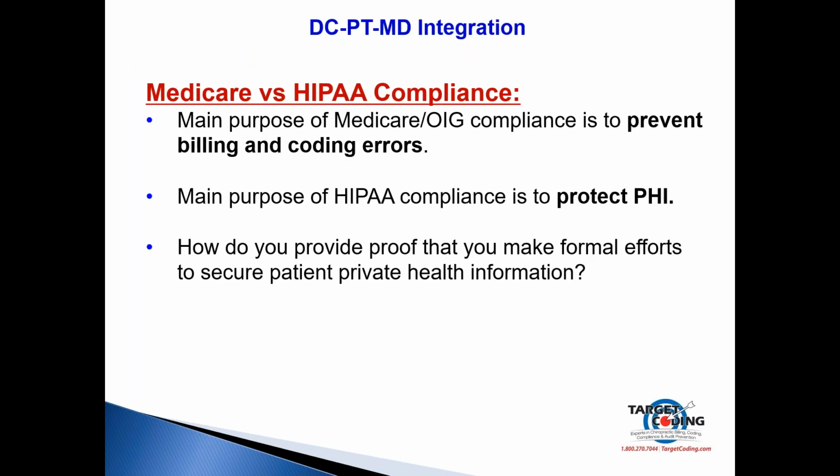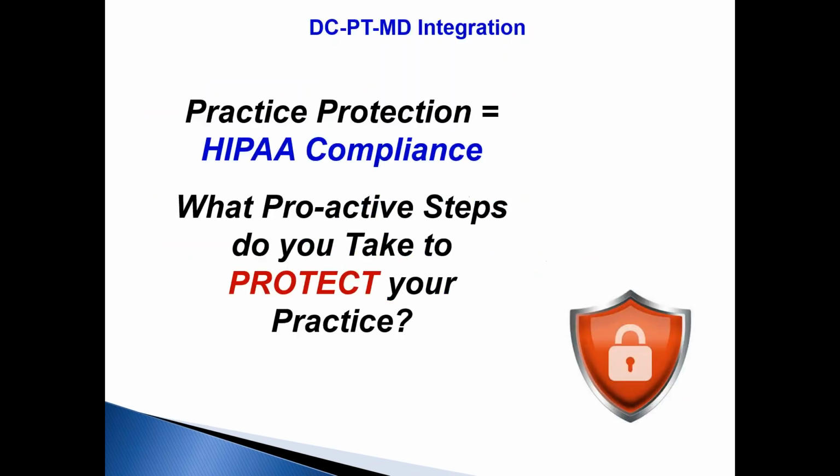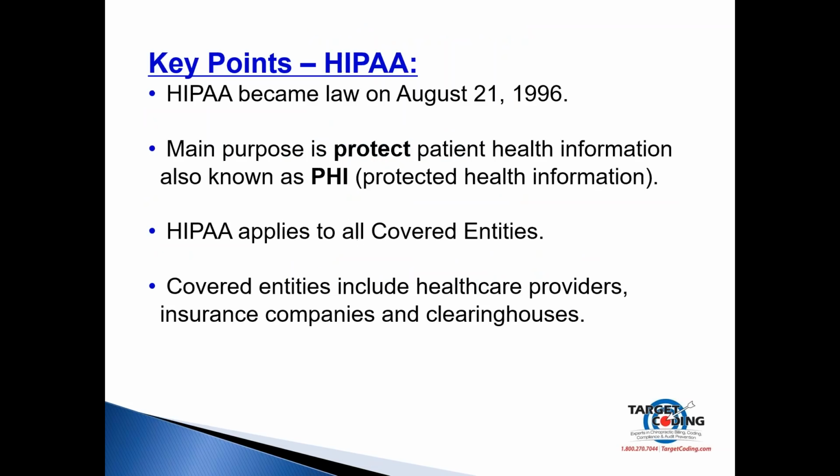Now, there's a difference between Medicare compliance and HIPAA compliance. The main purpose of Medicare compliance is to prevent billing and coding errors. The main purpose of HIPAA is to protect patient health information. So, a little bit about HIPAA. HIPAA became a law many years ago, August 21st, 1996, over 20 years ago. Again, the main purpose is to protect patient health information.